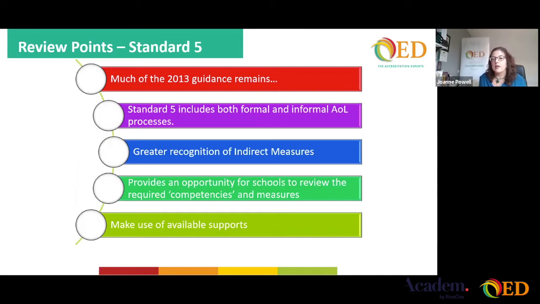And then finally, just to say, as always, there's lots of support available. I've mentioned the interpretive guidance, and there's some really good things in there in relation to Standard 5. That's the document with the green cover. The actual standards has a white cover.